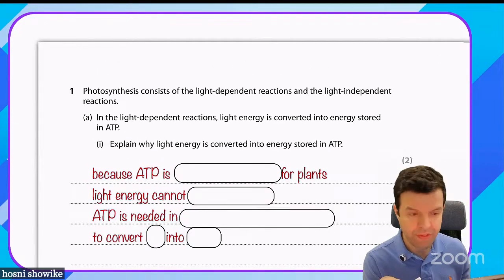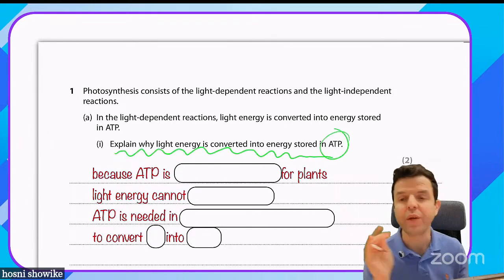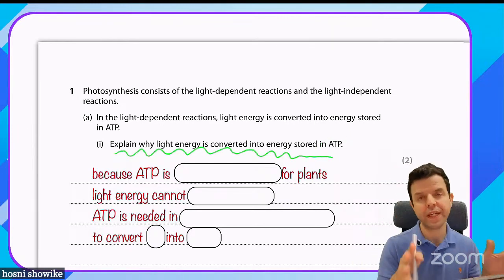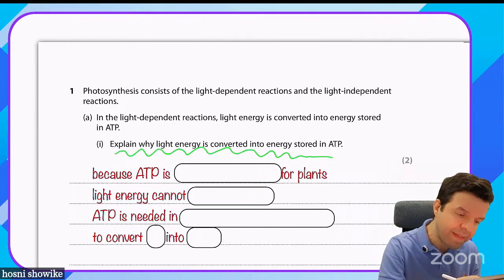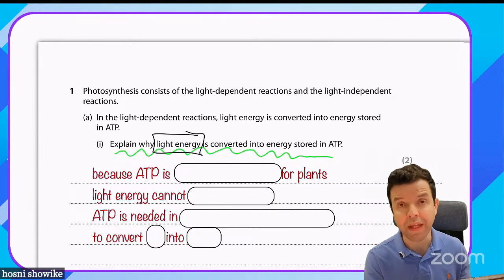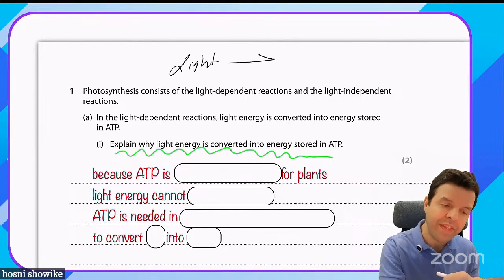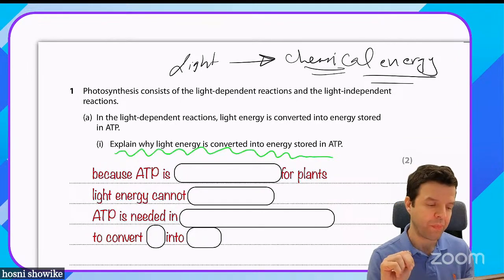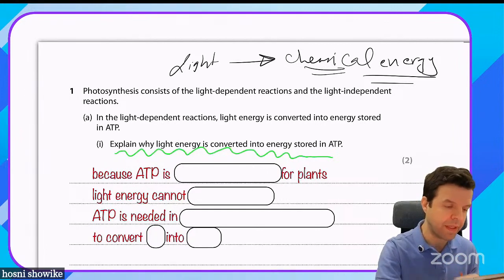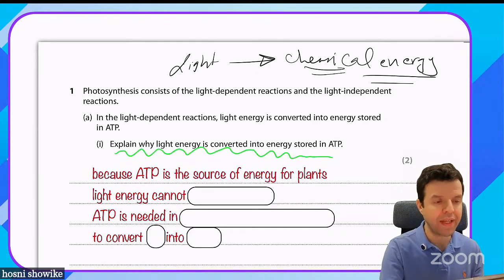It's talking about photosynthesis, and it says here, explain why light energy is converted to ATP. That's one of the first things we did in Unit 4. We stated that ATP is essential for all living organisms, including plants, because light energy itself can't be used by the plants for life processes. So plants do it like this. They take the light energy, they convert it to chemical energy, and that chemical energy is in the form of ATP. So I'm going to write it like this: ATP is the source of energy. Light energy, on the other hand, cannot be used directly.